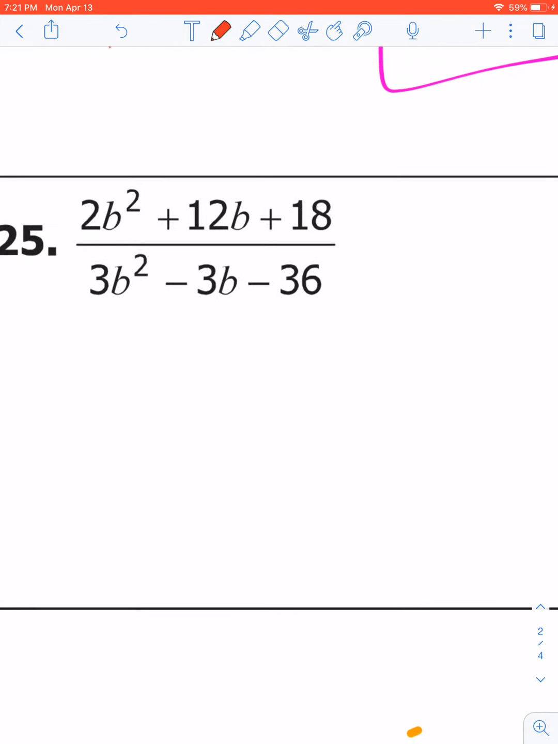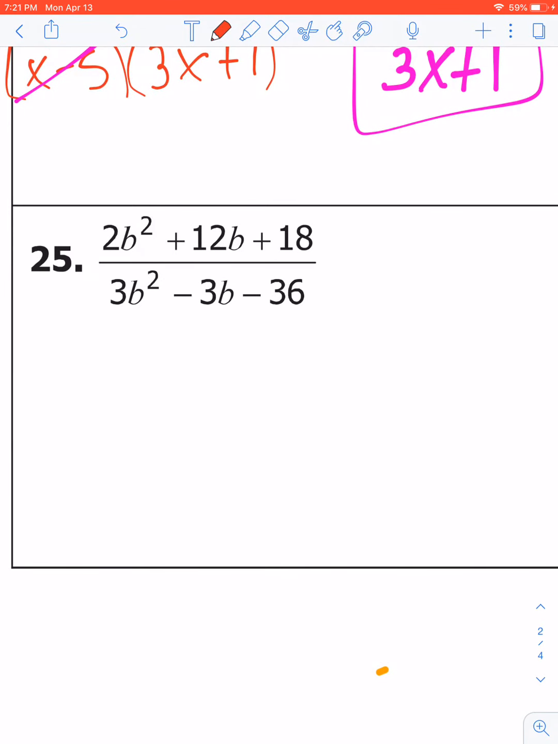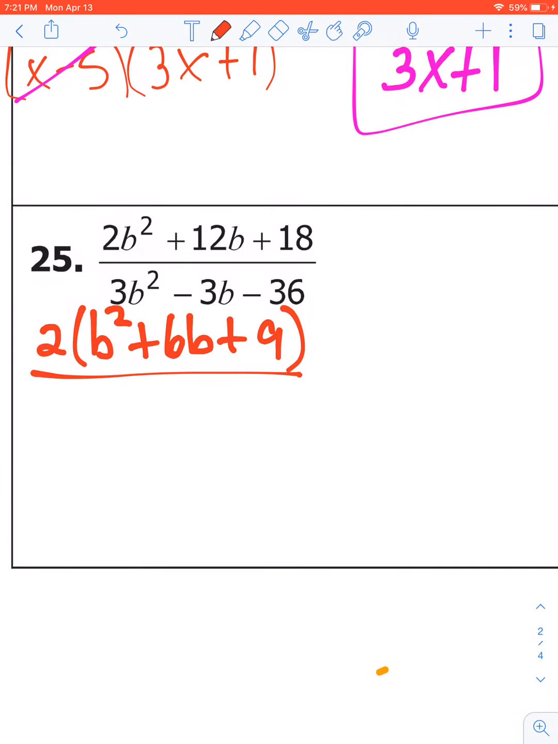And here we go for our last two problems. What's my first rule of factoring? A GCF. So I can pull a 2 out of the numerator, and I love this because I won't have to AC it. I have a b squared plus 6b plus 9. In the denominator, I can pull out a 3. So I'm left with the b squared minus b minus 12.